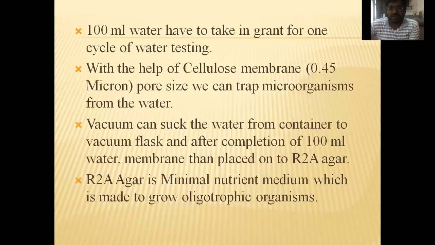The procedure of membrane filtration is that you have to take 100 ml of water for one cycle of water testing. With the help of the cellulose membrane, as I said, 0.45 micron pore size, we can trap microorganisms from the water. Vacuum sucks the water from the container to the vacuum flask, and after completion of the 100 ml of water, the membrane is placed onto R2A agar. What is R2A agar? R2A agar is a minimal nutrient medium made to grow oligotrophic organisms. Mainly in water, there is little nutrient, and oligotrophic organisms can grow in water. If we want to catch the microbial flora that are oligotrophic, we have to use R2A agar.